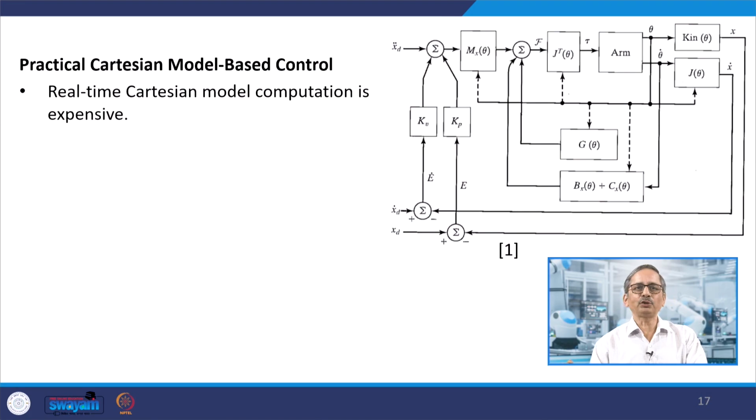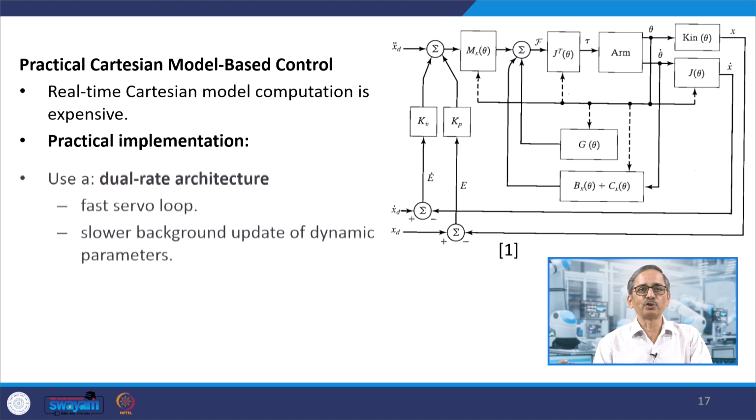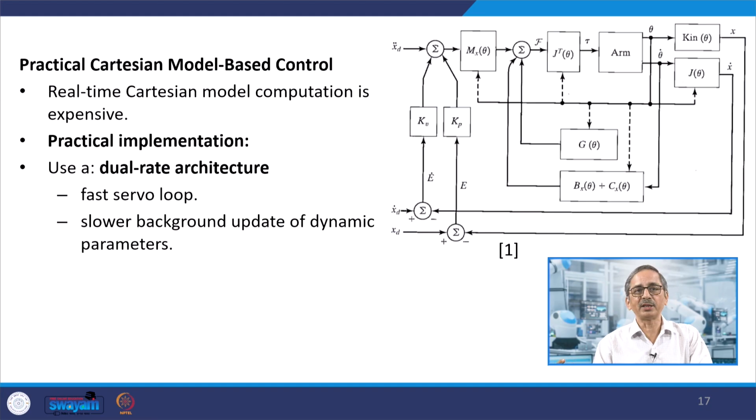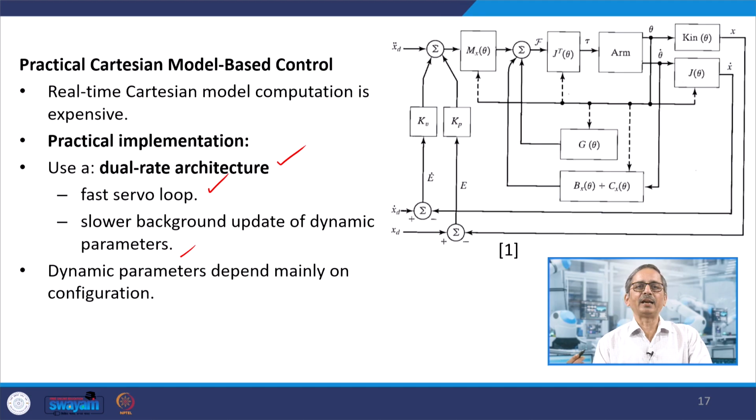You see, if we want to get it practically implemented, the real-time Cartesian model computation is expensive. There are certain issues which arise in the practical implementation. So, what is usually done is that people use the dual rate architecture. And what is that dual rate architecture? In dual rate architecture, basically we could have the fast servo loop and a slower background update of the dynamic parameters. So, this could be done, and the dynamic parameters depend mainly on, you see, the configuration.